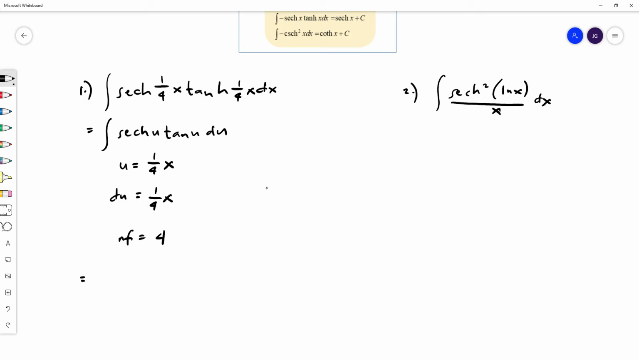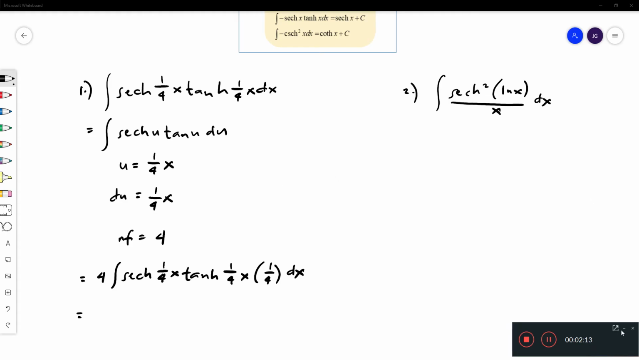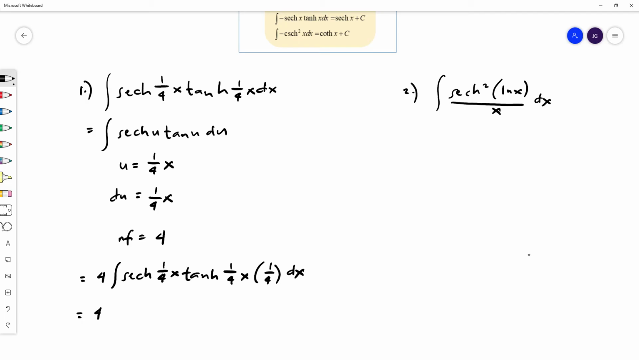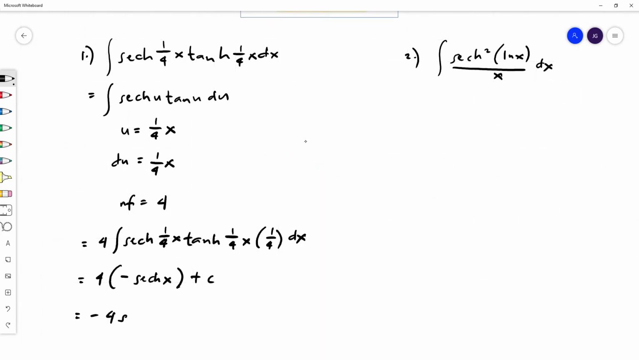The next step is we need to input our new equation, that is the neutralizing factor and the integration of sech 1 over 4x, then tanh 1 over 4x, and we have 1 over 4 dx. And for the final answer, we just need to get the integration of our negative sech x tanh x dx. That is the 4 multiplied by the negative sech x, then plus c, or we can simply write our equation as negative 4 hyperbolic sec x plus c.